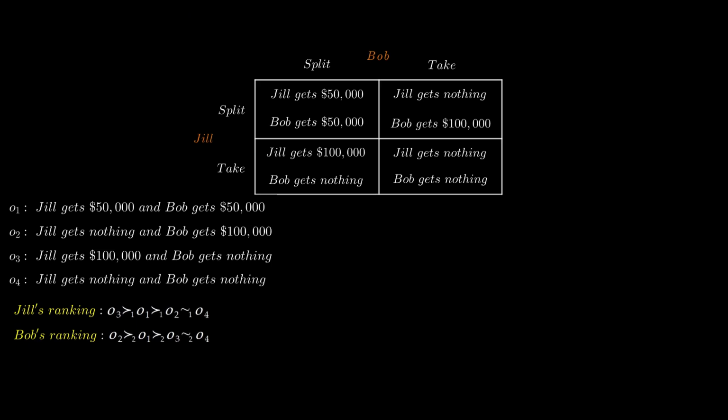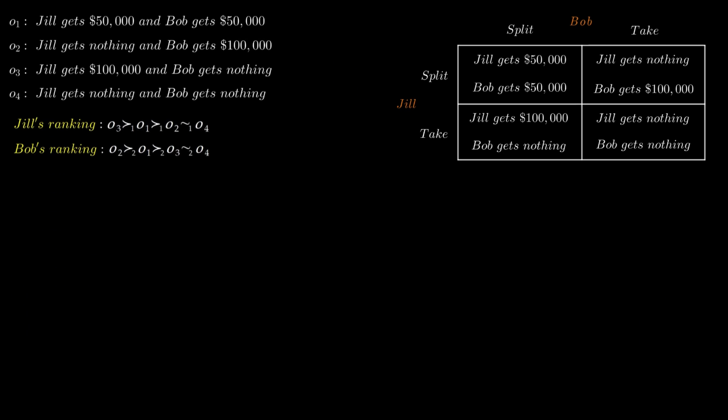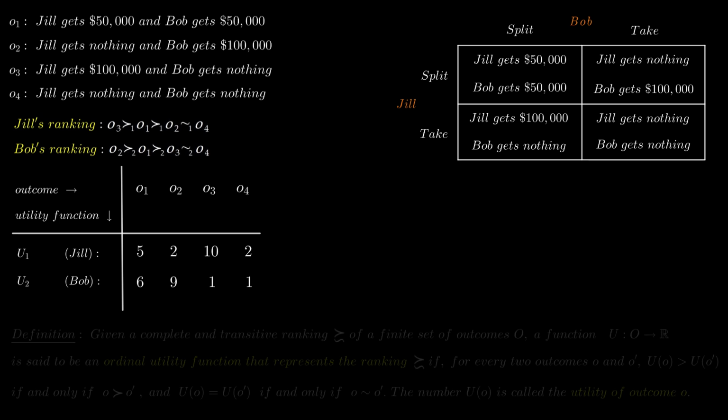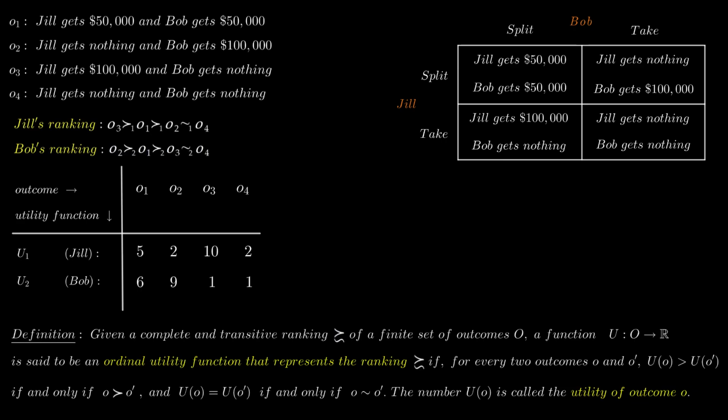Now moving on. Instead of writing Jill prefers O1 to O2, we can assign a number to each outcome. Let's say O1 equals 5 for Jill, and O2 and O4 equal 2, and O3 equals 10. Of course, O3 being 10 and O1 being 5 doesn't mean O3 is twice as good as O1. And this assignment of numbers to each outcome for each player is called a utility function. And this is the formal definition of the utility function.